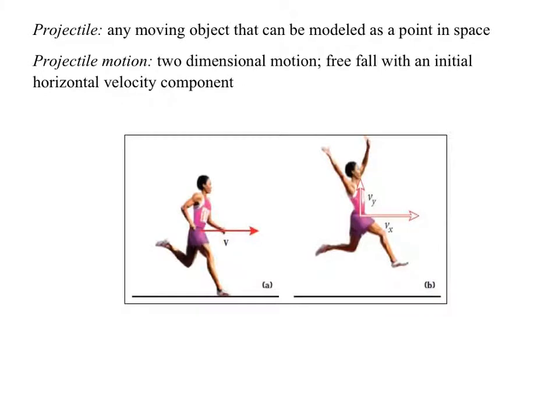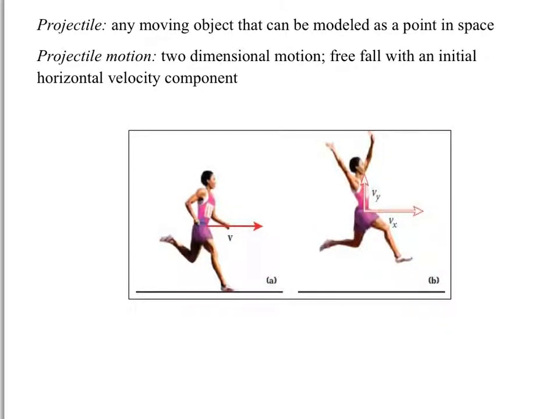A projectile is simply defined as any moving object that can be modeled as a point in space. What I mean by a point in space is this. If a rocket is launched, you're not looking at the whole rocket. You're saying, let's look at the center of the rocket, or what we call the center of mass. And then we can track the center of mass. For a person, the center of their body is what we're looking at, maybe where the person's belly button is. That's the person's center of mass right here.